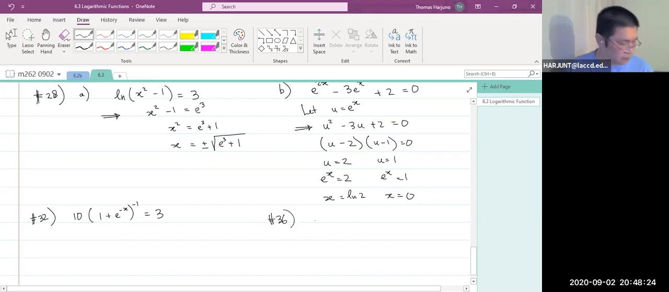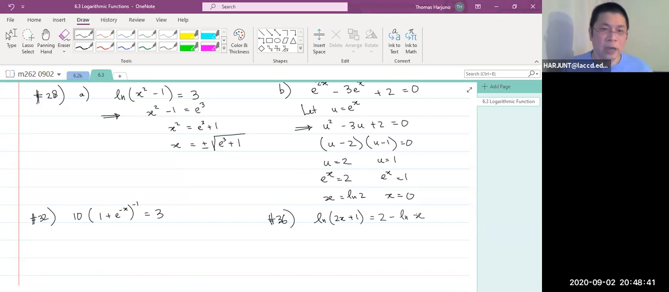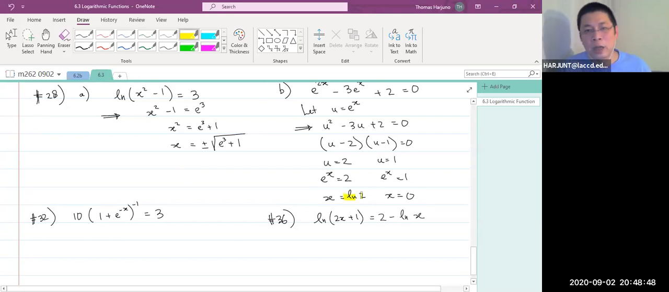36, natural log of 2x plus 1 equals 2 minus natural log of x. The first one, I think in both cases you need a calculator, but give me the exact form first. Don't use a calculator first. In other words, you can leave your answer as ln 2, or you can leave your answer like this.